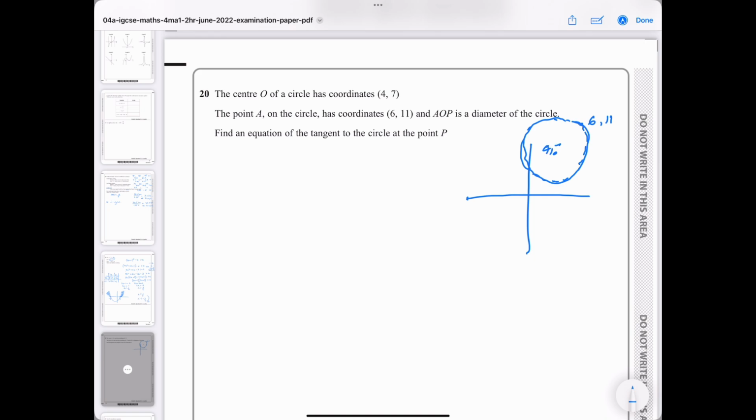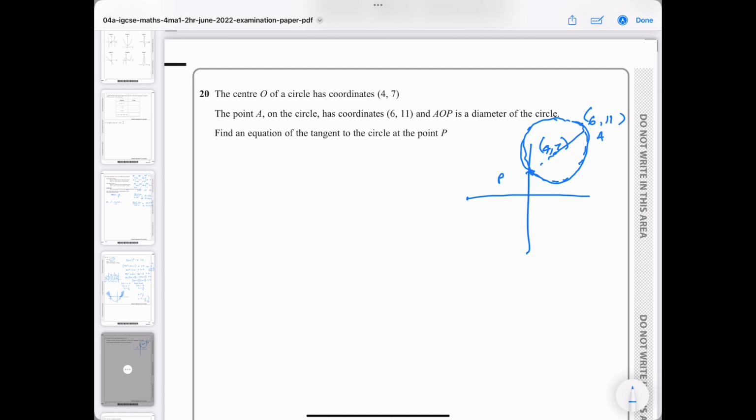O is 4, 7. Find point A. So that's that. Okay, so point A has 4, 7, 6, 11. AOP is the diameter of the circle. So that's P there. Find an equation of the tangent to the circle at point P.